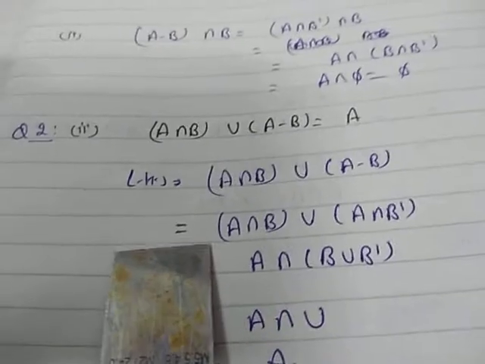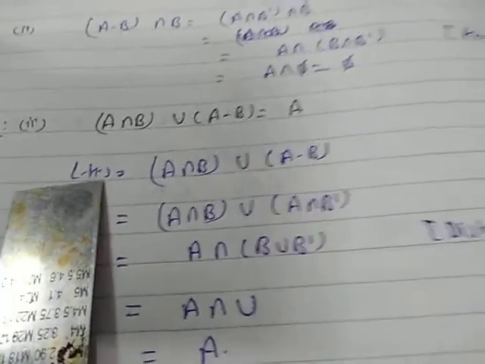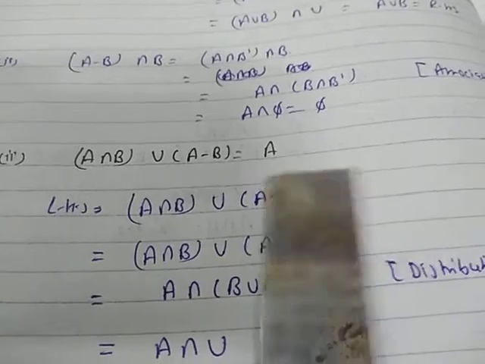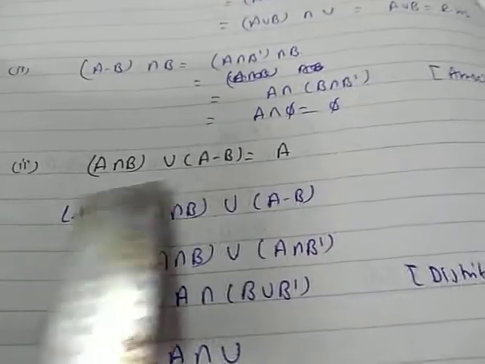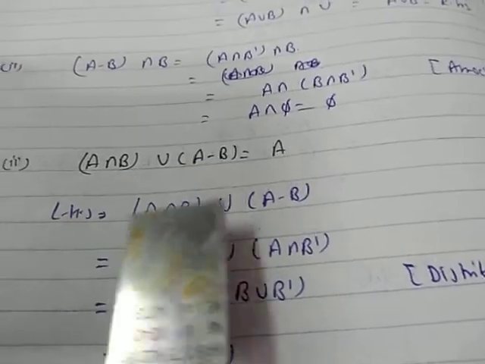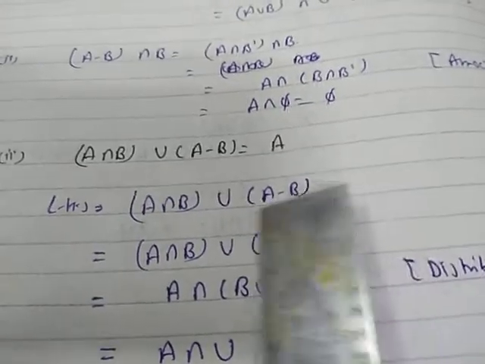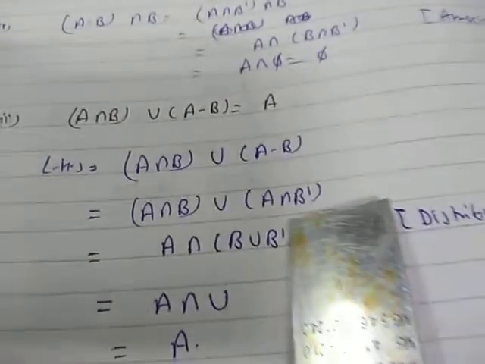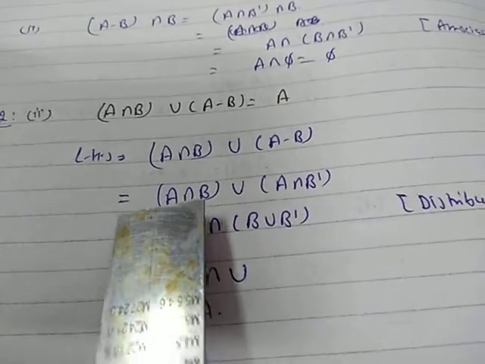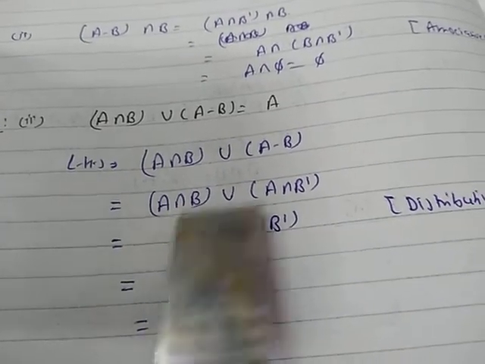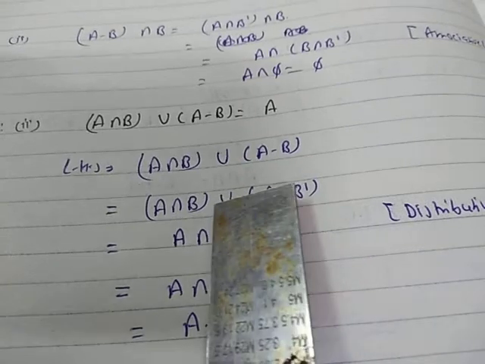Another one is question number 2, second part I am going to explain. A intersection B union A minus B is equals to A. This is the question. Taking LHS, A intersection B union A minus B. A minus B means what, children? A intersection B complement. So the A intersection B union A intersection B complement, both the different sign.